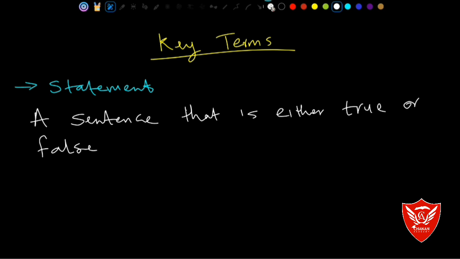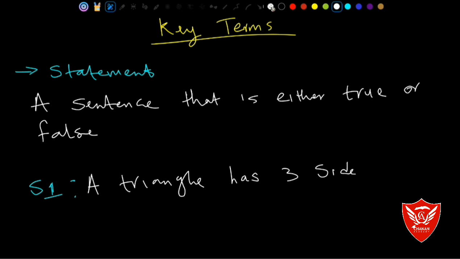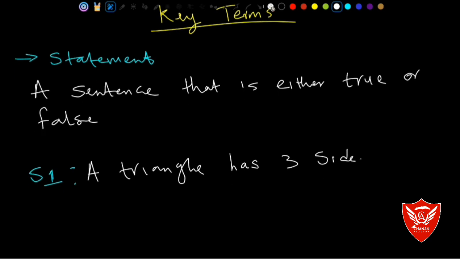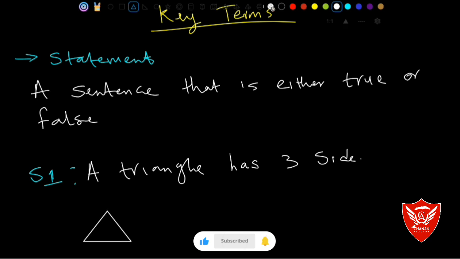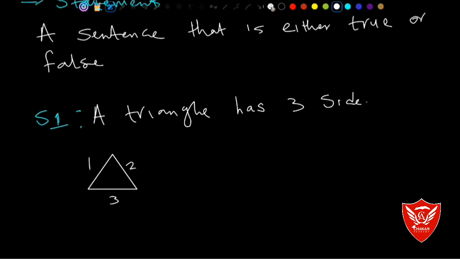Let's take an example. If I give a statement, let's call that statement 1. If I say a triangle has 3 sides, now, this is a statement. This statement is either true or false. So I want to ask you, is this statement true or false? Of course, the statement is true because every triangle has 3 sides. So this is a triangle, and if you look, the sides are 1, 2, 3. So every triangle has 3 sides.